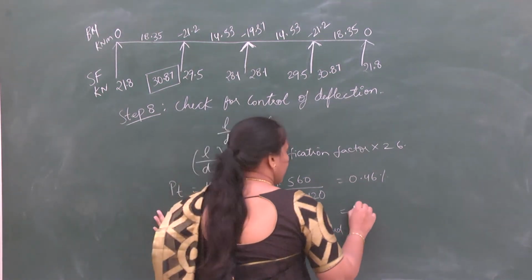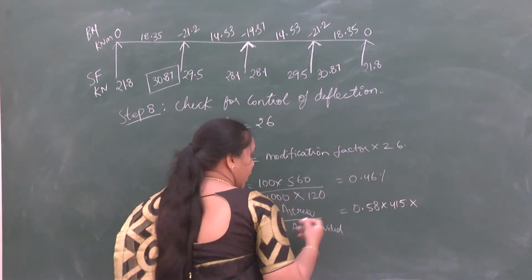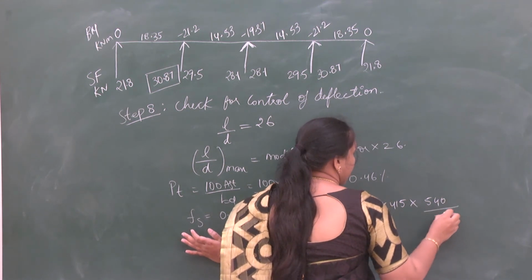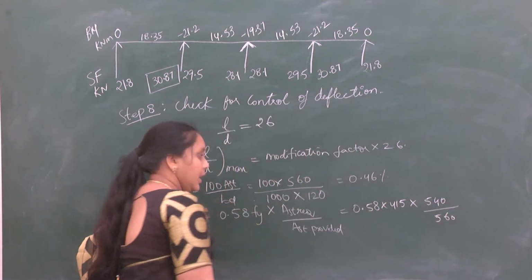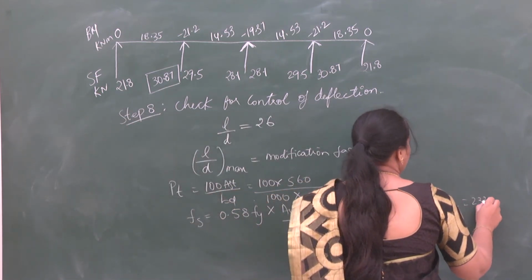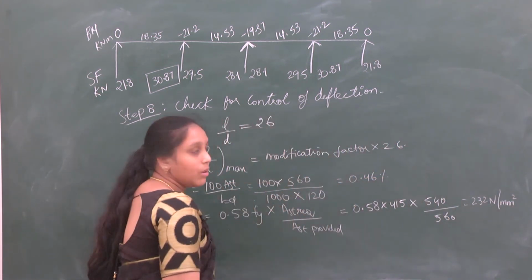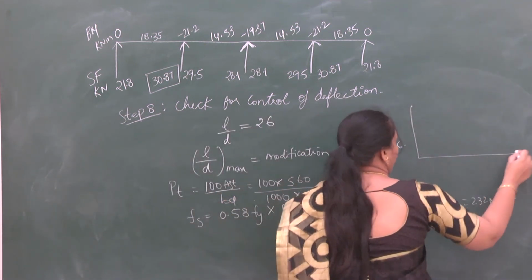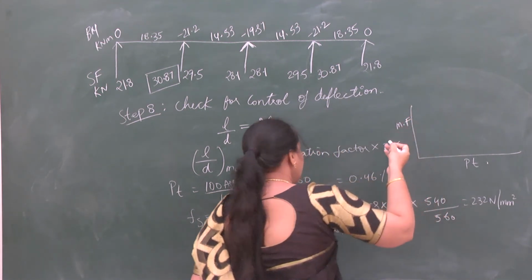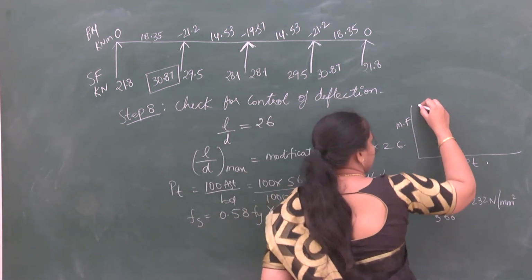So it is 0.58 into 415 into AST required, 540 mm square, divided by AST provided, 560 mm square. If you solve this, you will get a value of Fs as 232 Newton per mm square. In figure 4, you will have the PT values here and the modification factor values here. So we will have different curves like this.